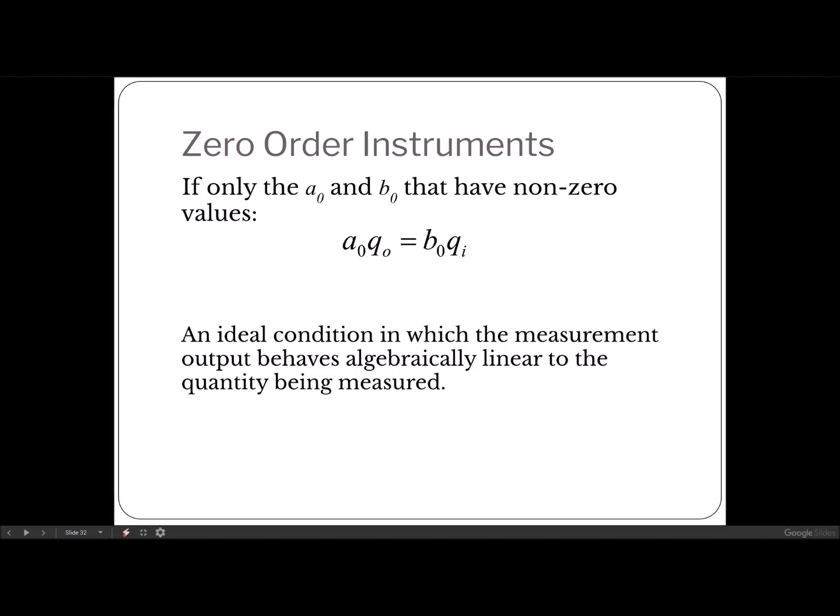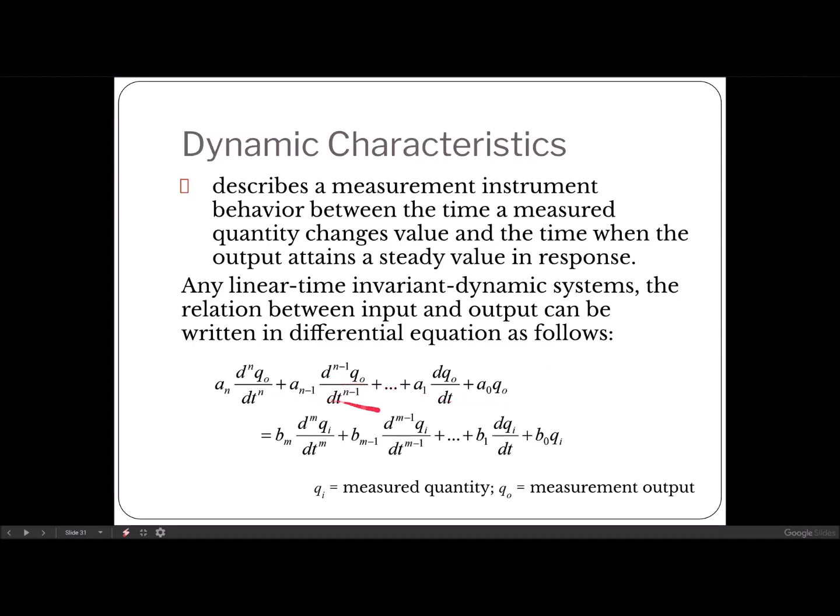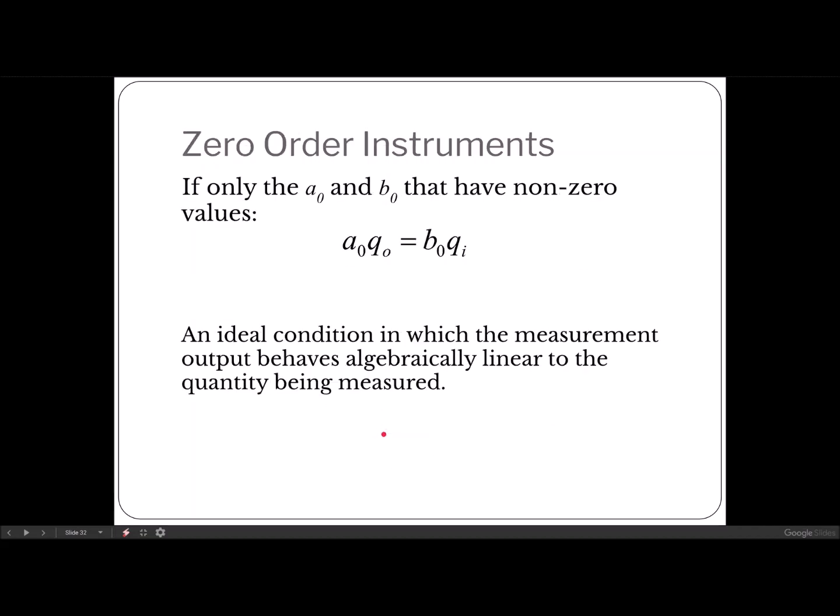If only two coefficients in our differential equation are non-zero, which are A0 and B0. So let's take a look again at the differential equation. If it is only these that are non-zero, and the rest are zero, this equation will turn into this.